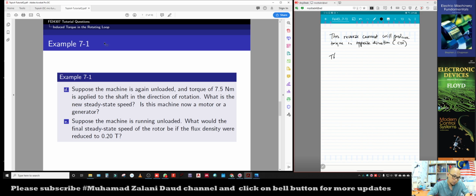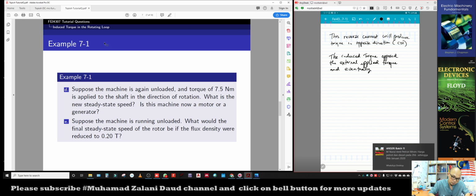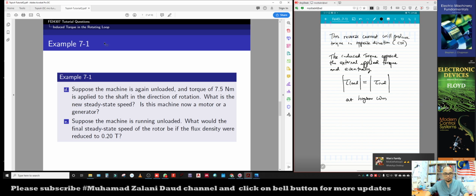We can say that the induced torque opposes the external applied torque, and finally and eventually tau load equals tau induced at higher omega m. Again, I use the absolute value.